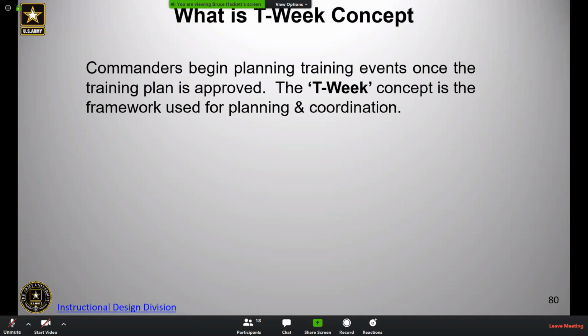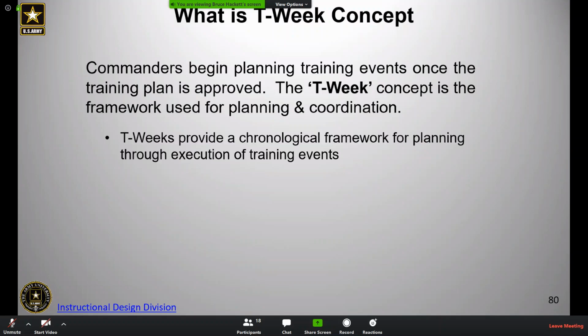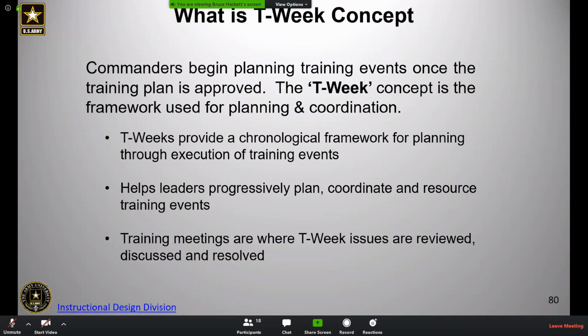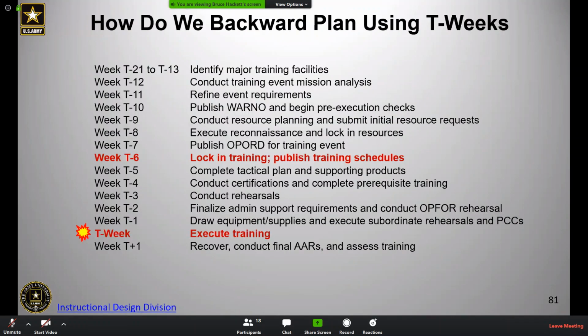T-week. What's a T-week concept? Commanders begin planning the training event once the training plan is approved. The T-week concept is a framework used for planning and coordination. The T-weeks provide a chronological framework for planning through execution of training events. It also helps leaders progressively plan, coordinate, and resource training events. And the training meetings are where T-week issues are reviewed, discussed, and resolved.